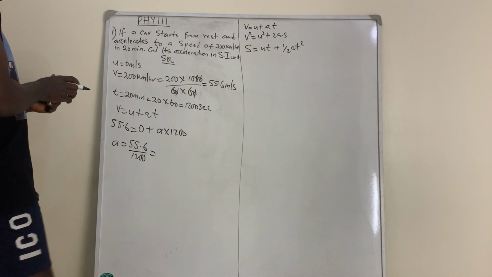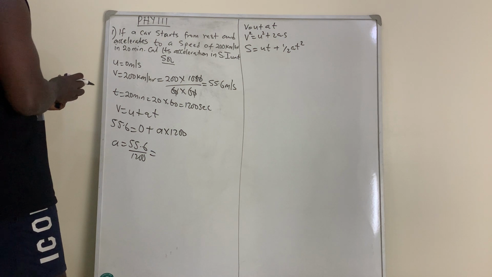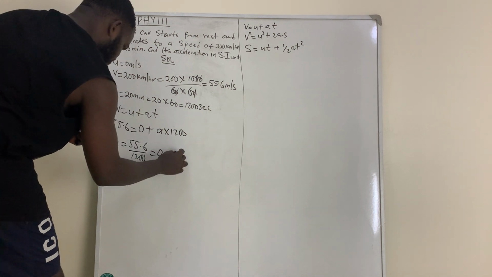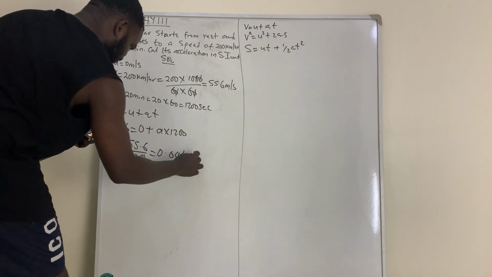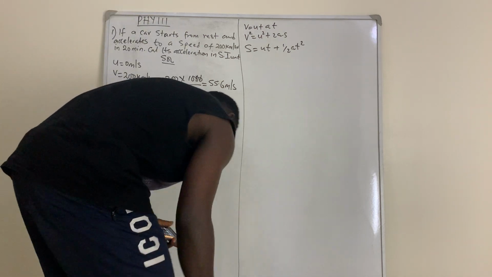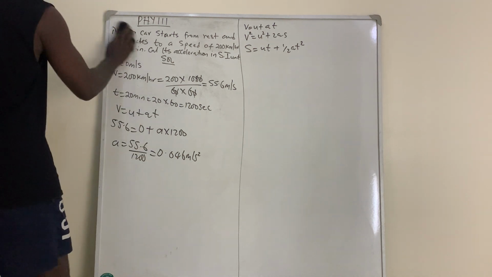So I have 2000 divided by 36, then divided by 1200. I'm going to have 0.046 meter per second squared. So that is that for that. It's a very, very simple question. So the next question, we are going to solve question number 2.